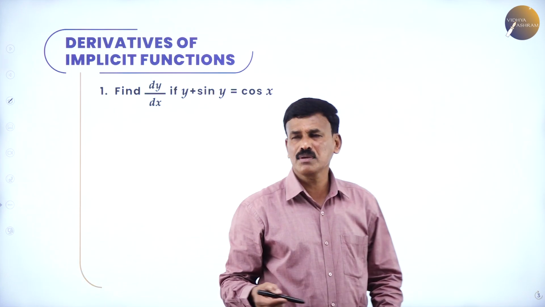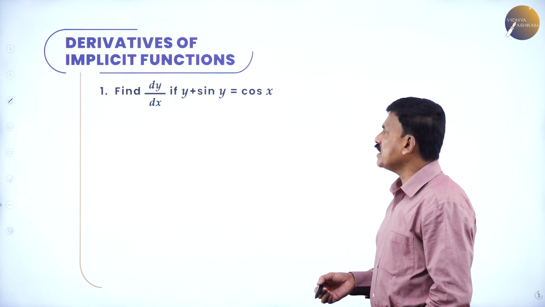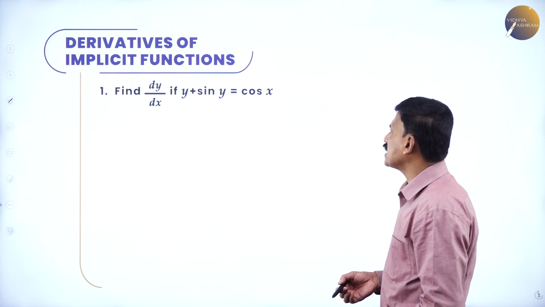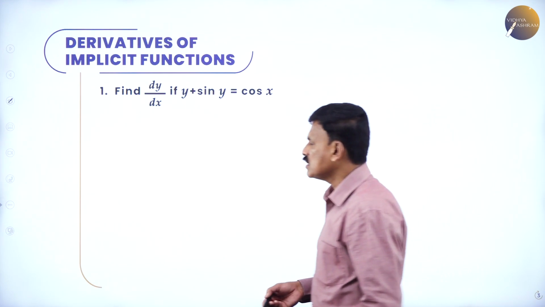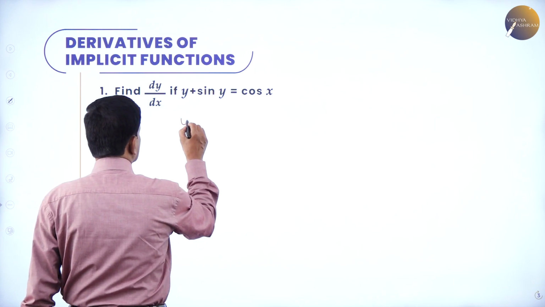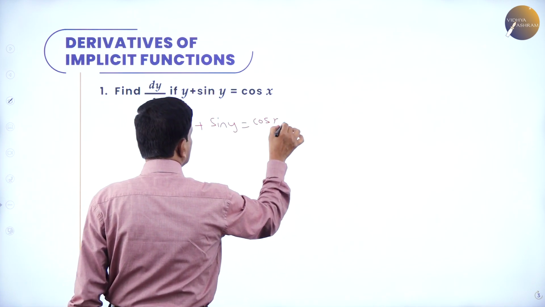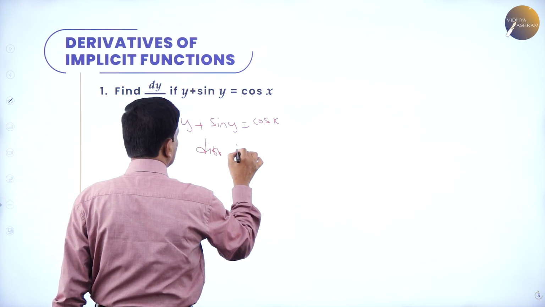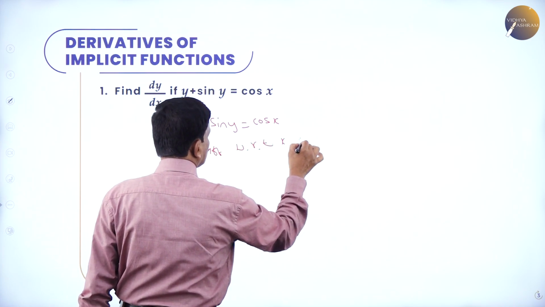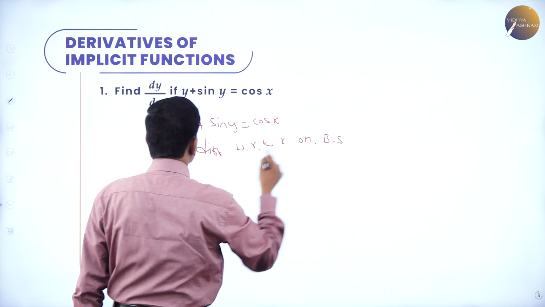Let us come to this problem. These are all 2 marker questions. Find dy by dx if y plus sin y is equal to cos x. Now differentiating this, what is given? y plus sin y is equal to cos x. Differentiating with respect to x on both sides.